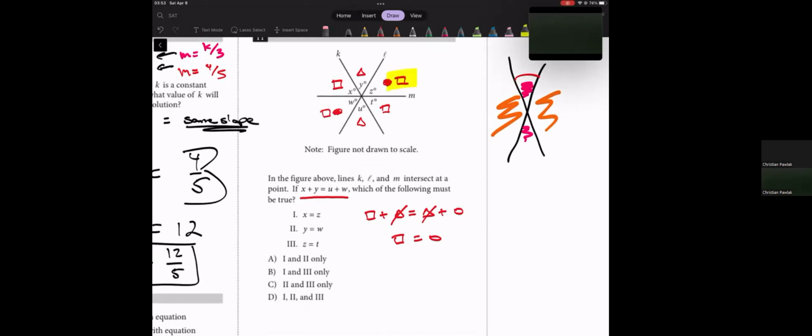Now I can see these four angles happen to be all the same, and these two angles are the same. But I don't know that the yellow and the pink ones are going to be the same. So I go through it and I say, okay, does x equal z? Yes, they're both yellow. Does y equal w? No, one is yellow, one's pink. And does z equal t? Yes, they're both yellow. So the answer is 1 and 3.